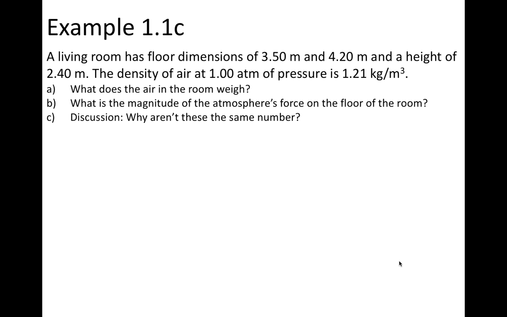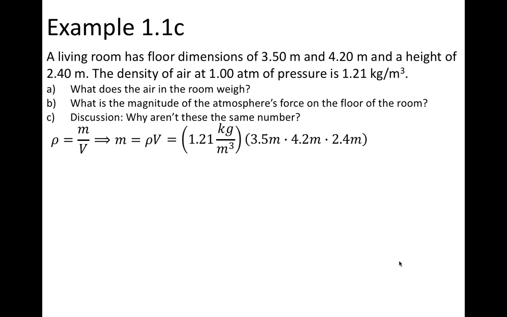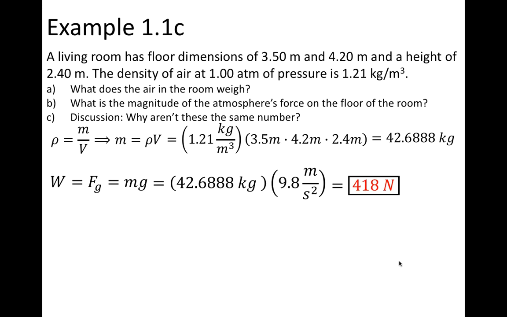In this last example, we're asked to calculate the weight of the air in a room. We'll use the equation rho equals mass over volume. Then I will rearrange the equation solving for mass. Next, I can substitute the values for the density, length, width, and height of the room, and I calculate the mass of the air in the room to be 42.6888 kilograms. I can then calculate the weight of the air in the room using the equation m times g. I calculate this mass of air to weigh 418 newtons, and this is approximately 94 pounds of air.